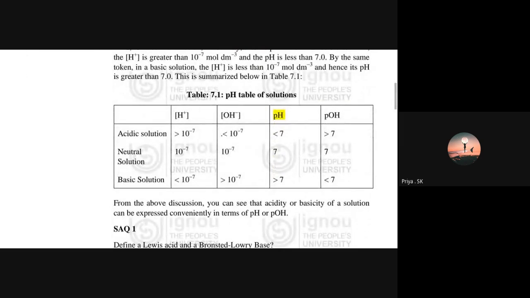So we can see from this table, anything that has pH less than 7 is an acidic solution. Any pH that is 7 is a neutral solution, and any basic solution has a pH of more than 7.